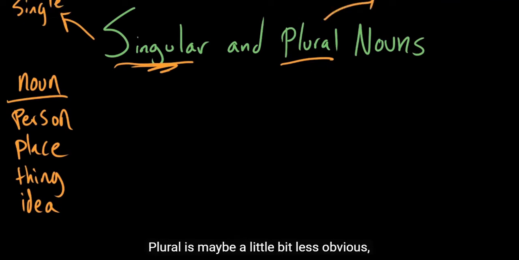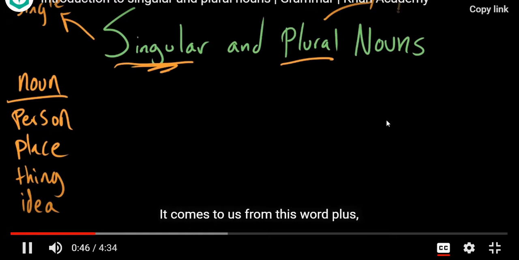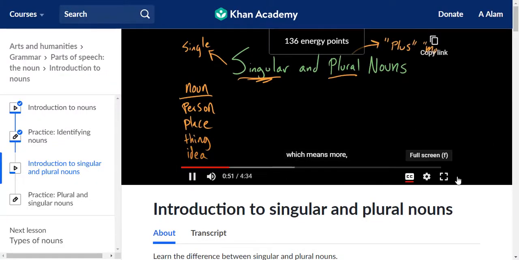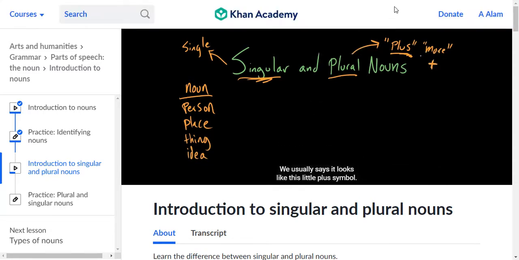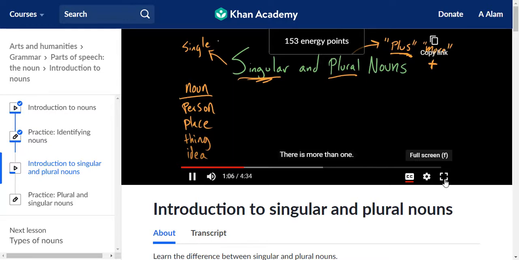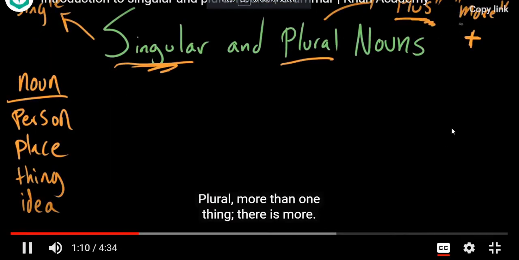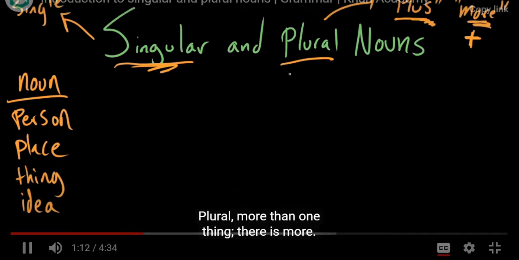Plural is maybe a little bit less obvious, but it comes to us from Latin. It comes to us from this word plus, which means more. You might recognize plus from mathematics, from arithmetic. We usually say it looks like this little plus symbol. So, whenever you see plural, just think more. Just think plus. There is more than one. Singular is one thing. Plural, more than one thing.